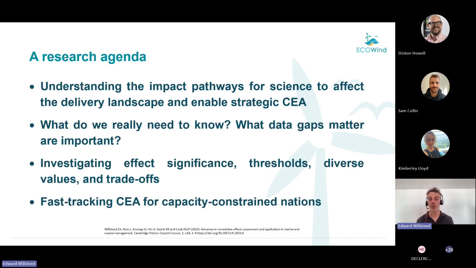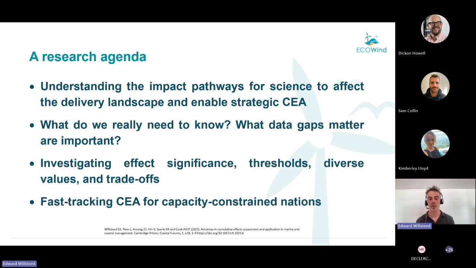There's another question there about what is good enough CEA? What do we really need to know? What data gaps matter? Which are the key ones that we actually need to focus monitoring and validation on? And one of the key points that also comes out of much of the studies into cumulative effects assessment is that shortfall in knowledge around the significance of effects, the thresholds, and also thinking through some of the social implications as well as ecological implications, bringing diverse values into determining significance and thinking through some of the trade-offs.